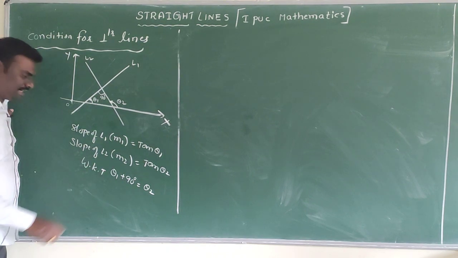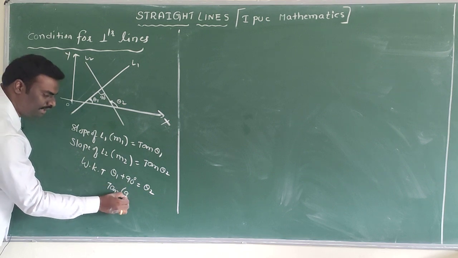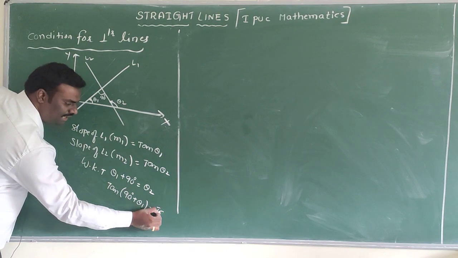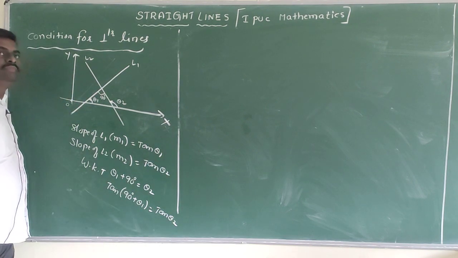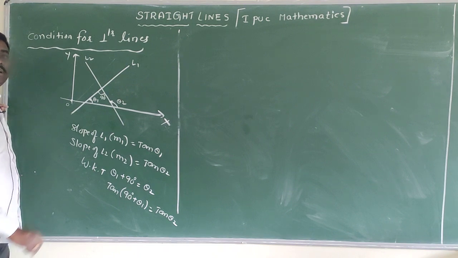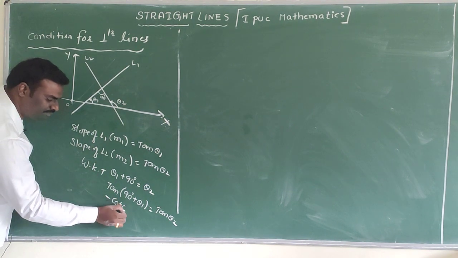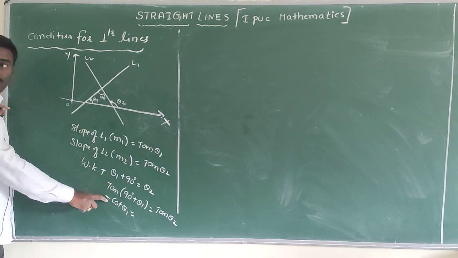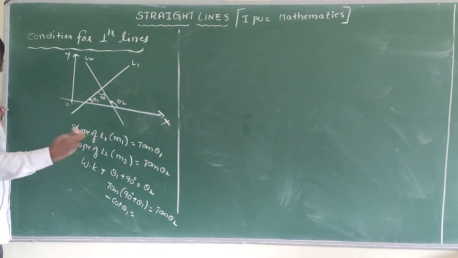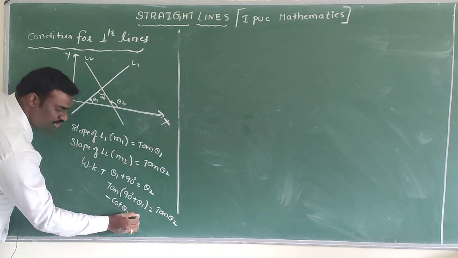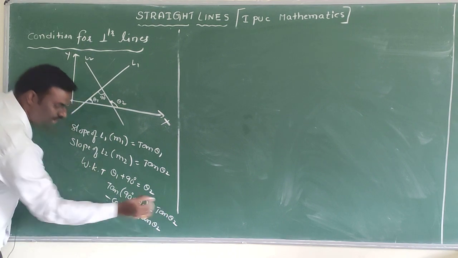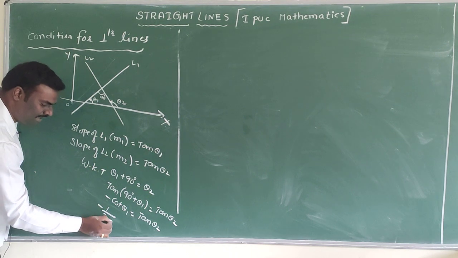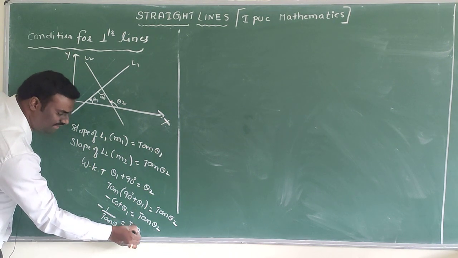Apply tan on both sides. Tan of (90 plus theta 1) is equal to tan theta 2. Tan of (90 plus theta), that is nothing but minus cot theta. Tan of (90 plus theta), why? Because 90 plus theta is second quadrant. Second quadrant tan is negative. For 90 the function will change. Tan is changed to cot. That equals tan theta 2. Again this cot can be written as 1 by tan. That's why minus 1 by tan theta 1 is equal to tan theta 2.